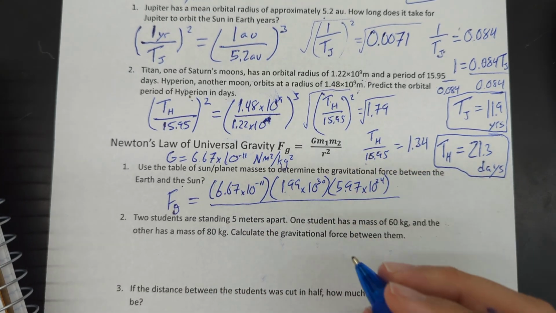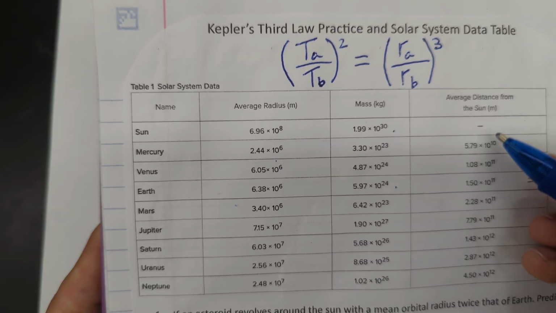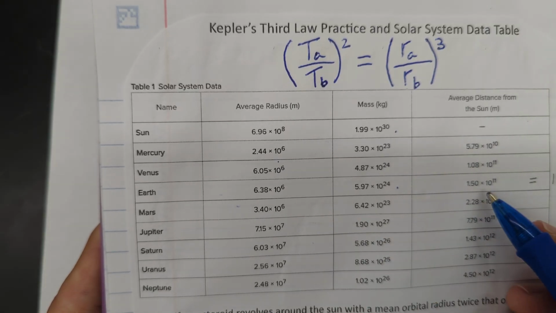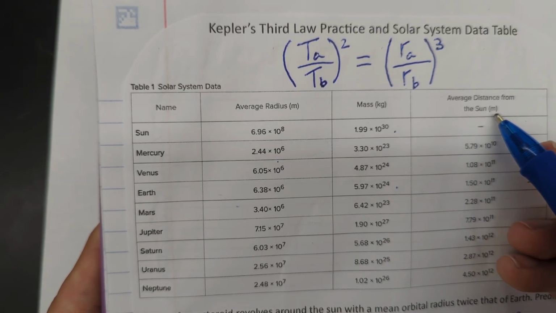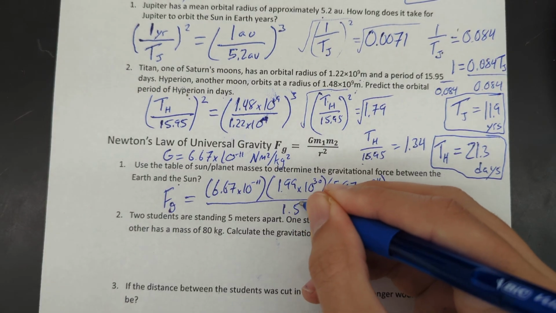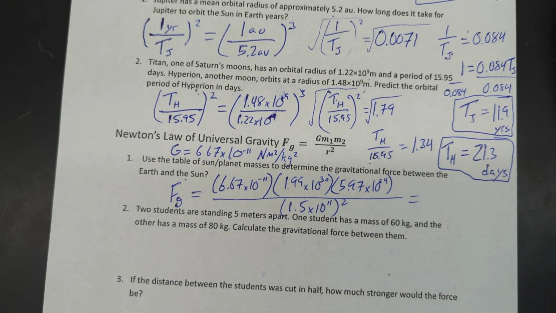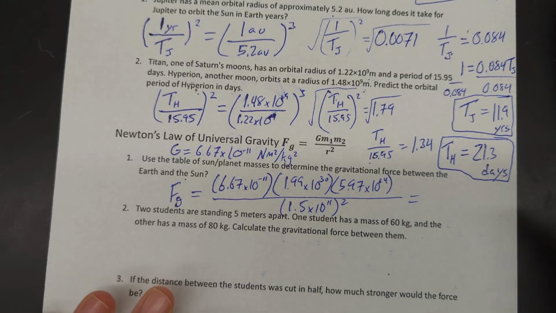Divide this by your radius squared. So this is going to be the distance between them. And again, because we're using newtons, we have to use meters. So it's going to be about 1.5 times 10 to the 11 squared. 1.5 times 10 to the 11 all squared. And you just got to plug this in your calculator.